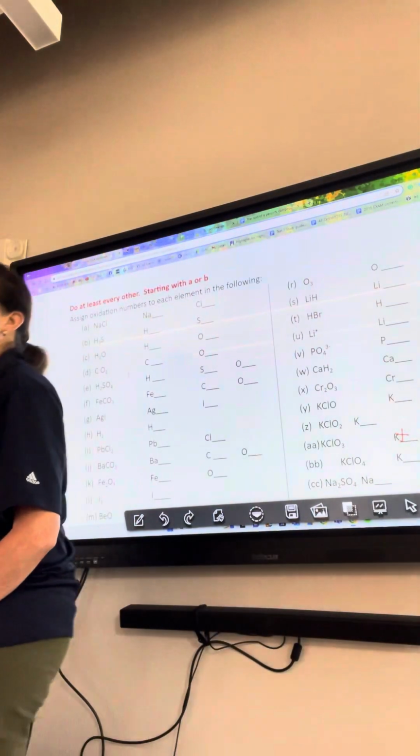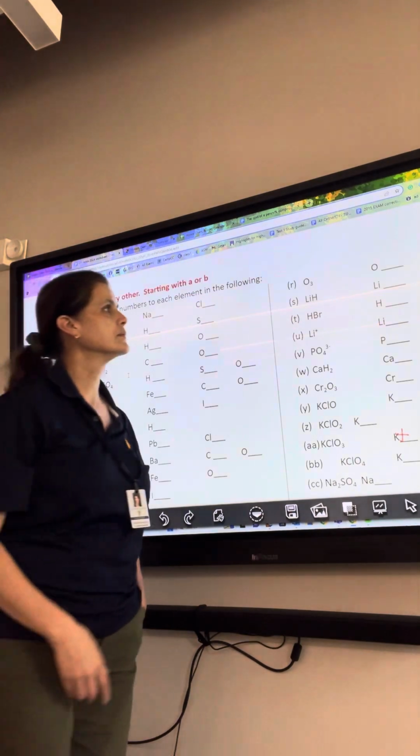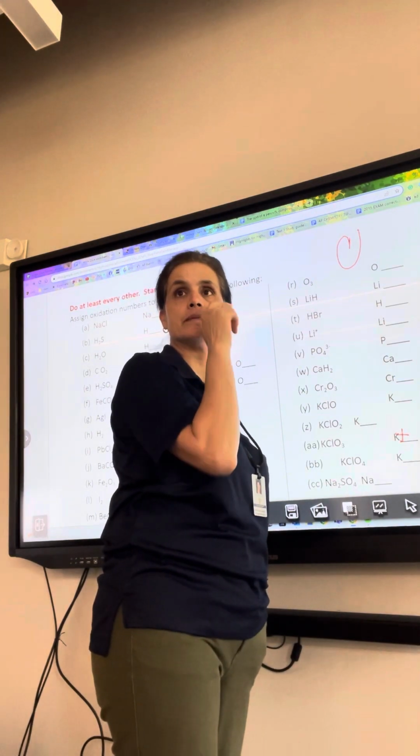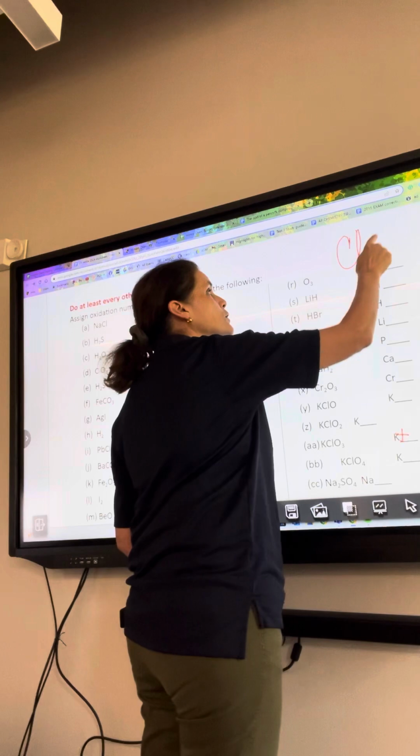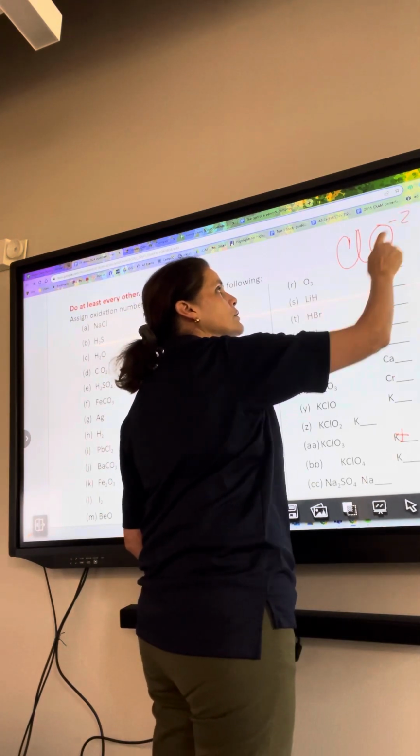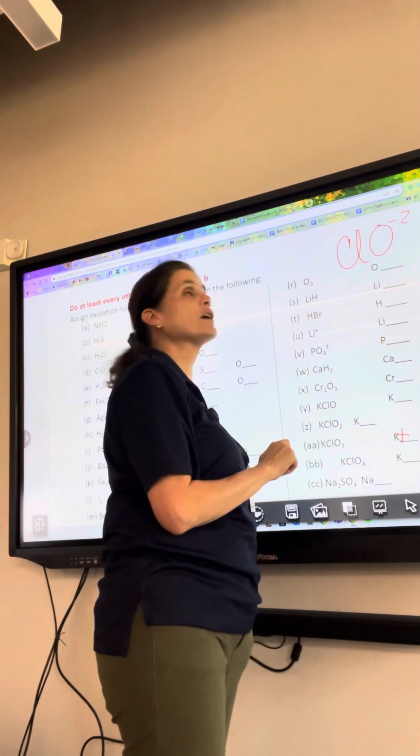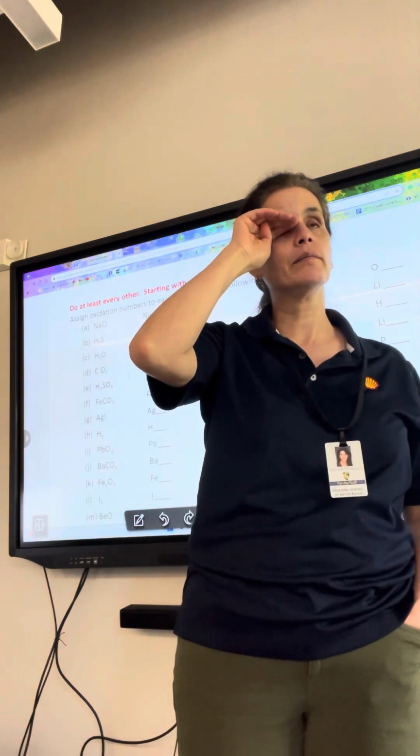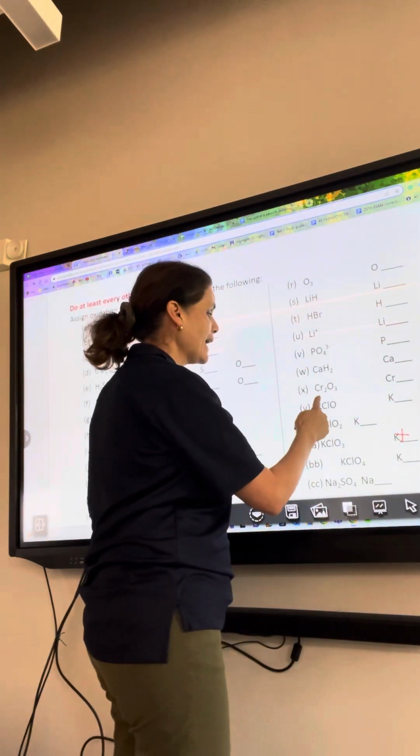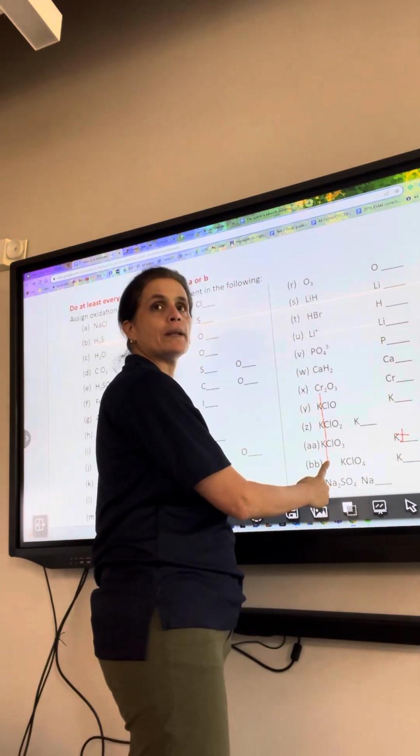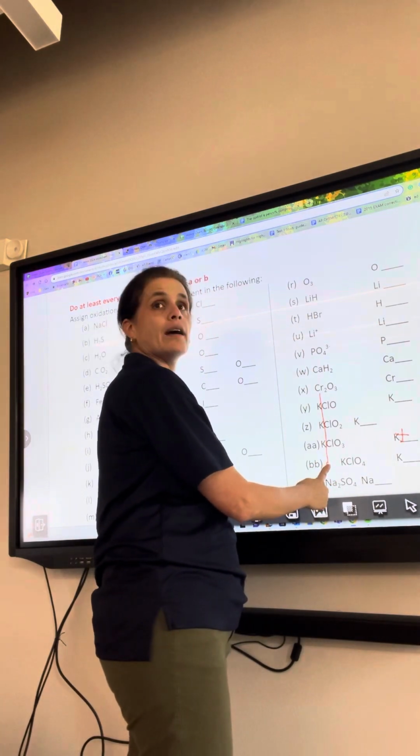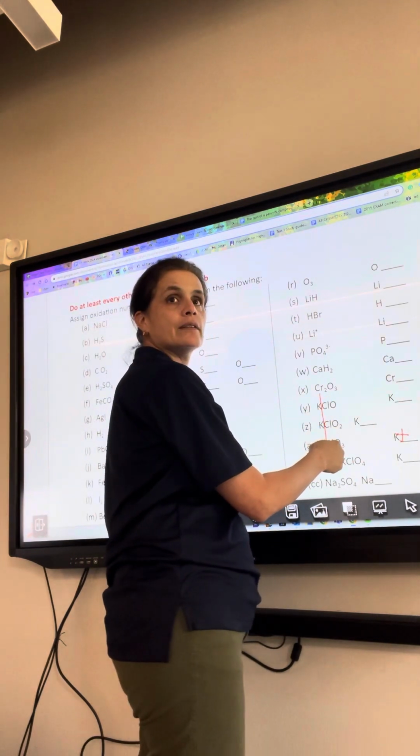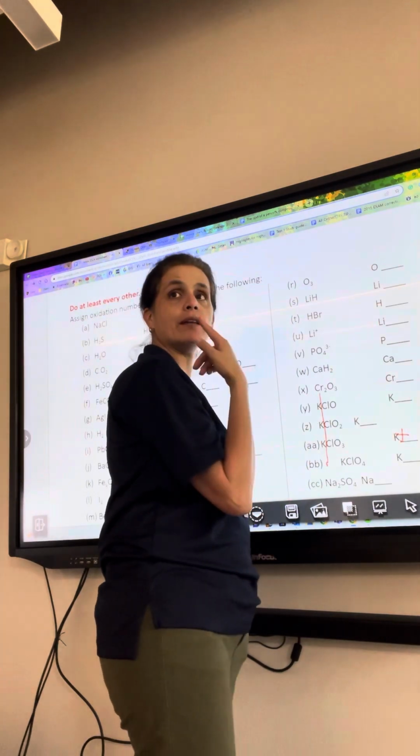Wait, Miss Thompson, why is it not -2 on that? I thought the whole thing was -2. No, ClO3 is -1. The -2 is the oxygen, yeah. What's the charge of the K? The K is always what? +1, right? So the K here, here, here, here is all +1. All of the Ks? Yeah, it's an alkali metal. And all the ClO, ClO2, and ClO3 are -1 because they're all with that K, right?